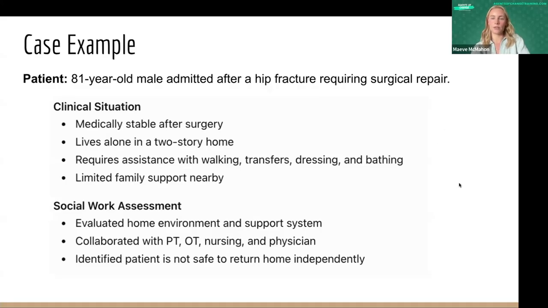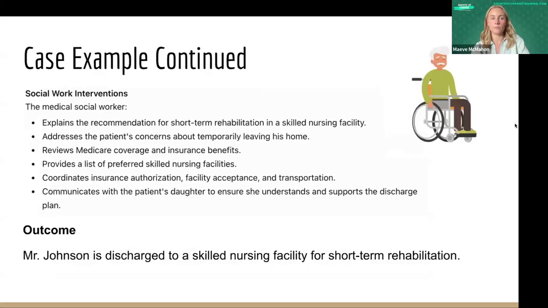A skilled nursing facility referral, placement, yeah, rehab. Determine where they're going if they're not home. Yeah. So all of these, the basic point is they have to go somewhere, right? They can't go home. They're not safe. So that's where the social worker would come in.